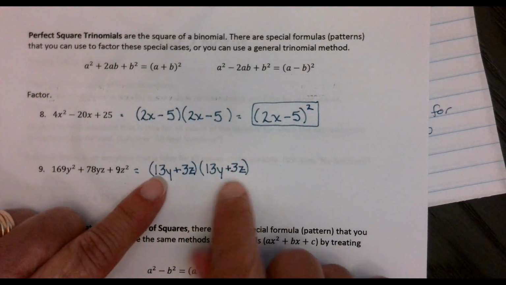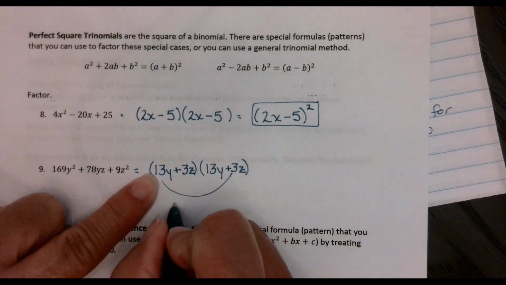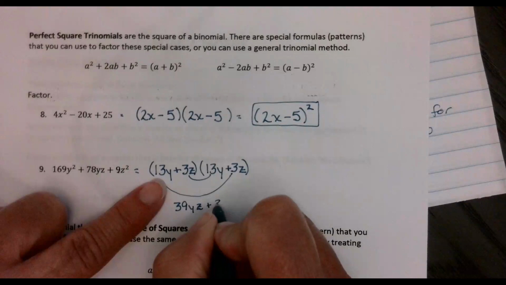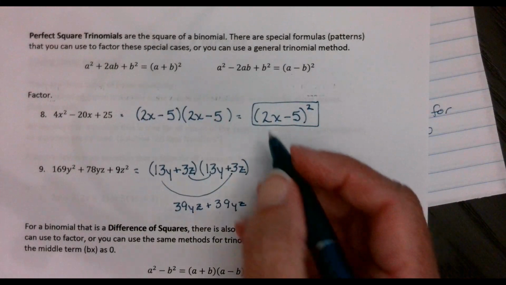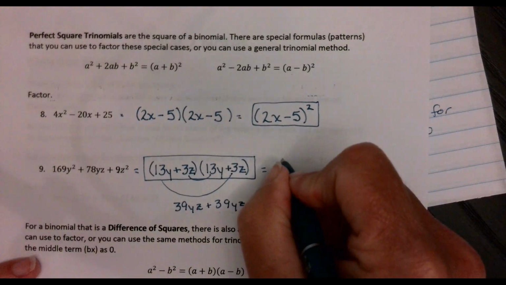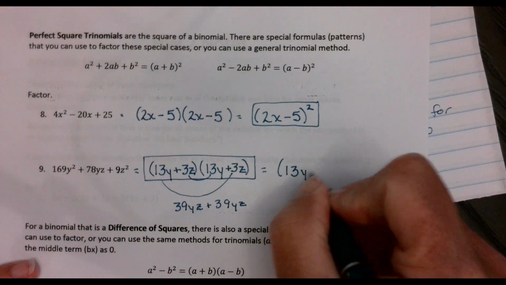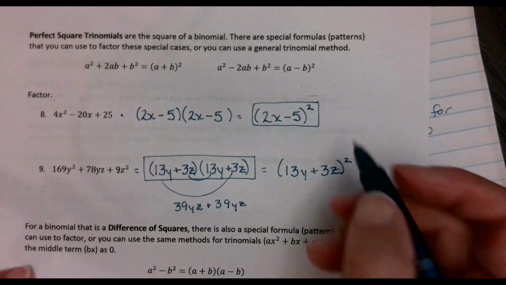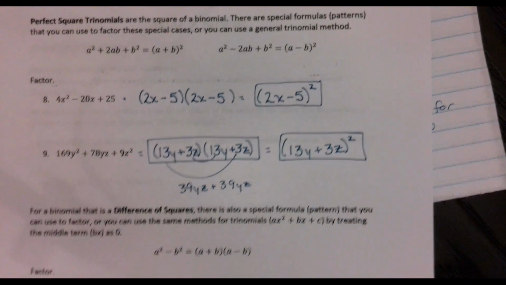Right here, outsides plus insides. The outsides give us 39yz. The insides give us 39yz. Add those together, and we get the 78yz. So this was our answer. Sorry, we can take it one step further, and we can say 13y plus 3z, squared. Now we're done.